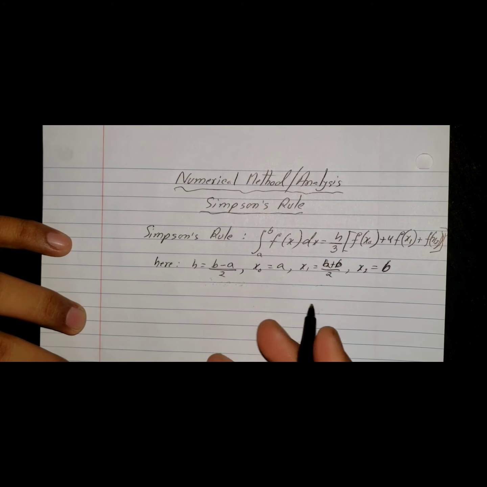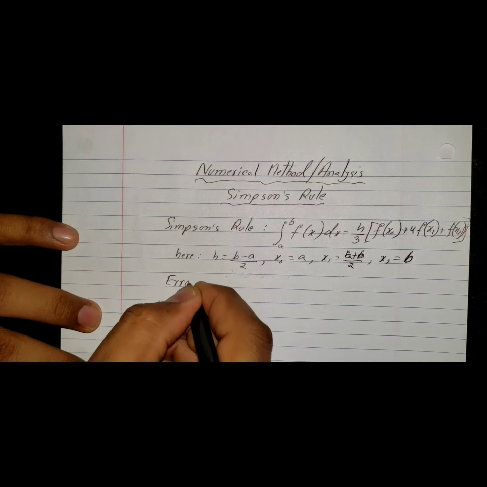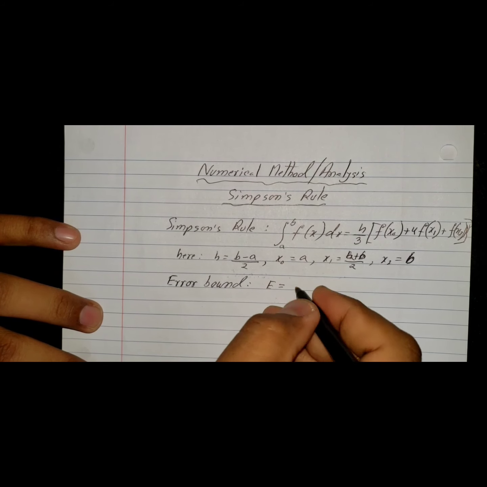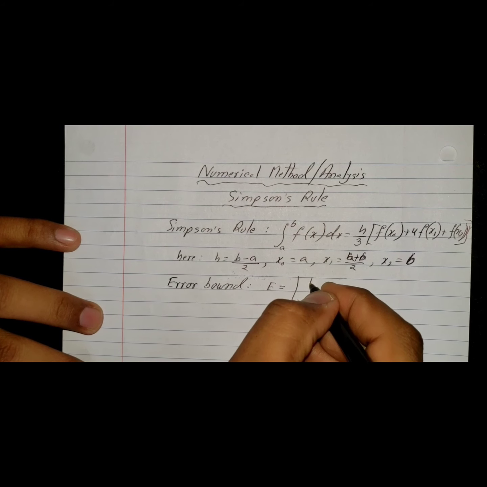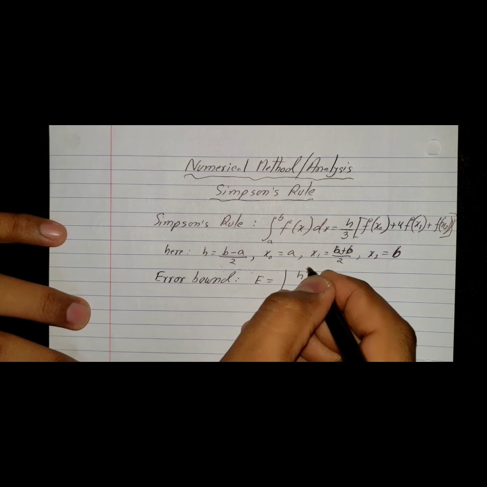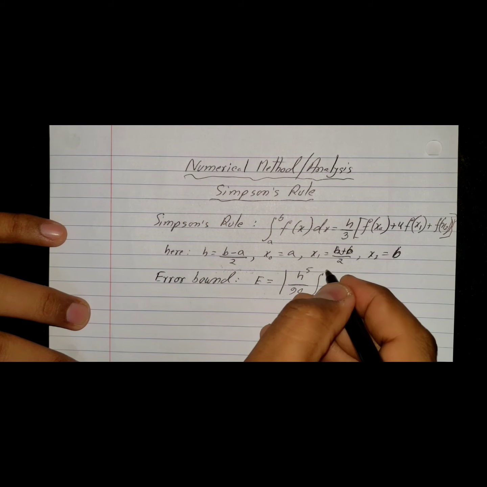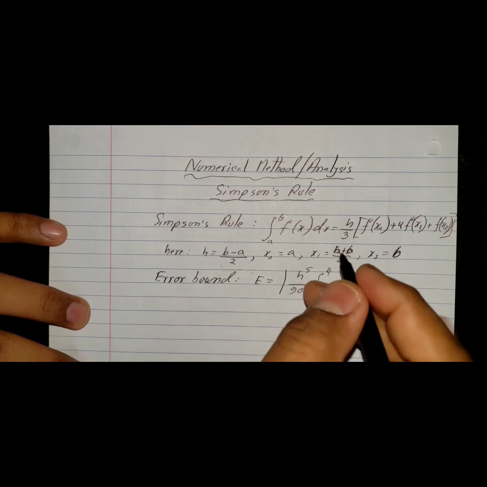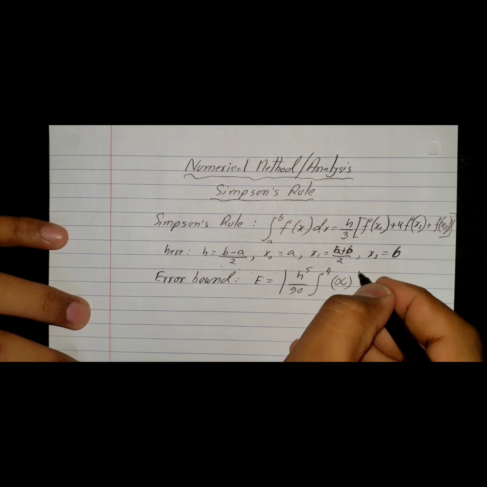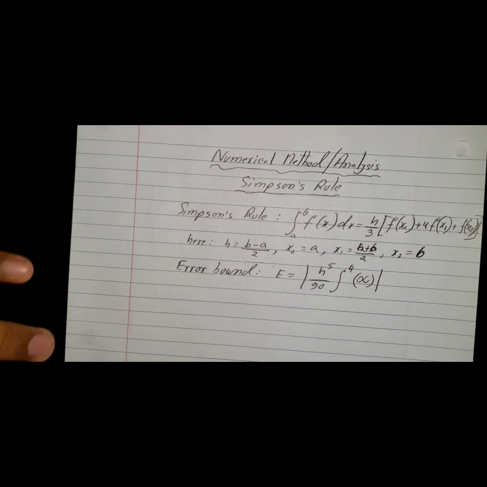All you have to do is just use the equation, use the values and plug in the equation. And the error bound formula for the Simpson rule is E equals the absolute value of h to the power 5 by 90 of the derivative of order 4 of the constant alpha. Okay, now we will use these formulas to find the approximation and the error bound.